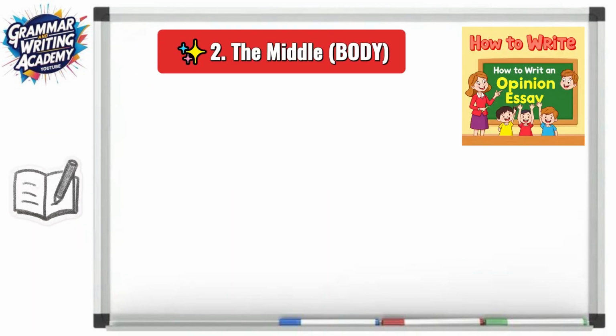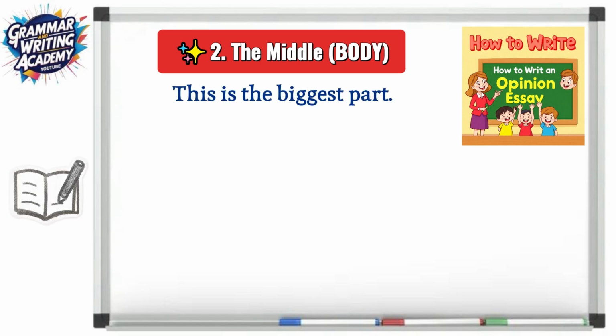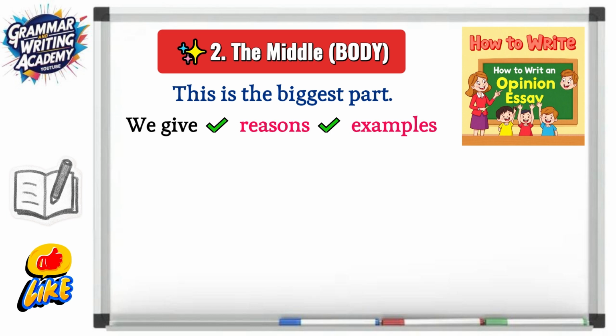After explaining the beginning, let's move to the second part, which is the middle or the body. This is the biggest part. In the middle or the body, we explain why we think that way. We also give reasons. And to support these reasons, we give some examples. We also provide some ideas to support our opinion.